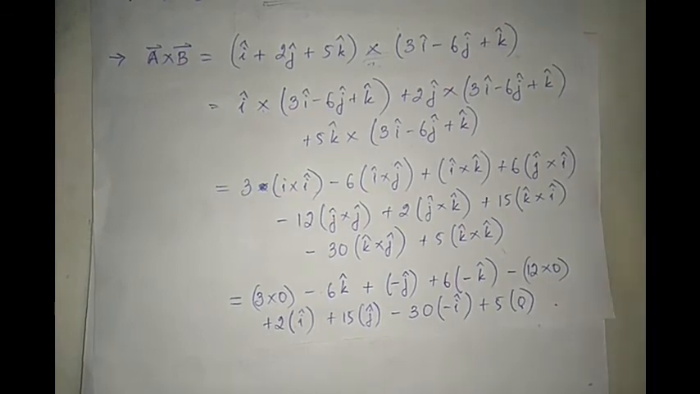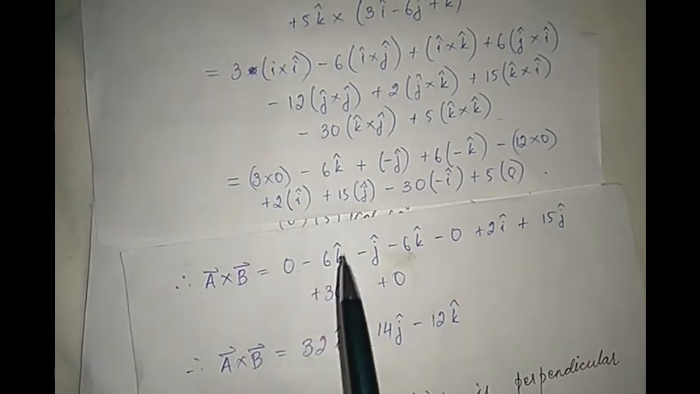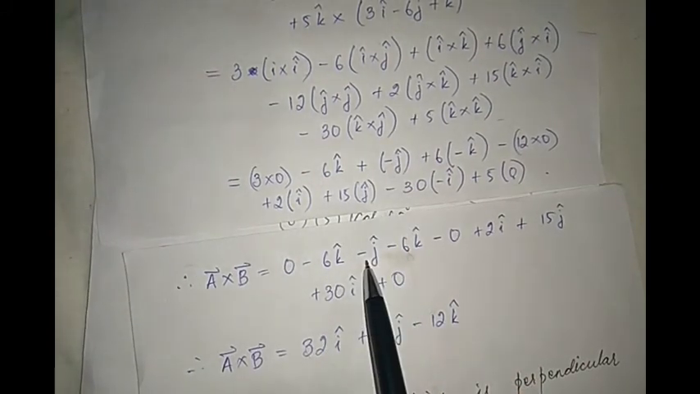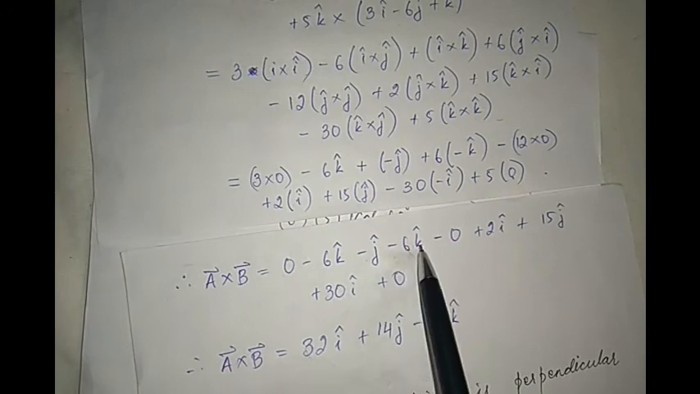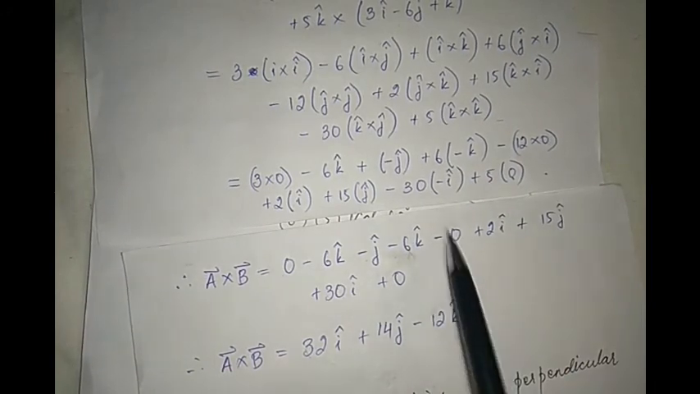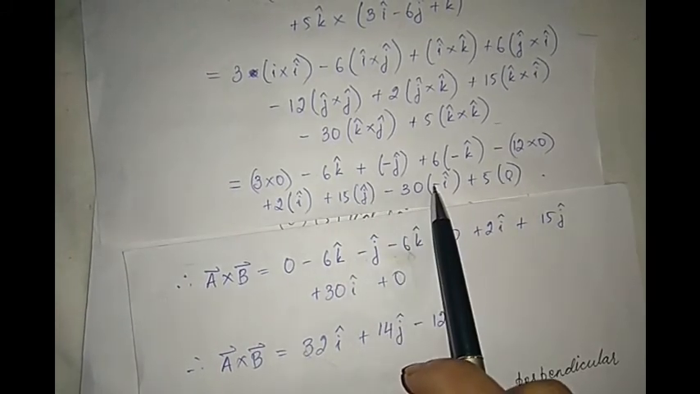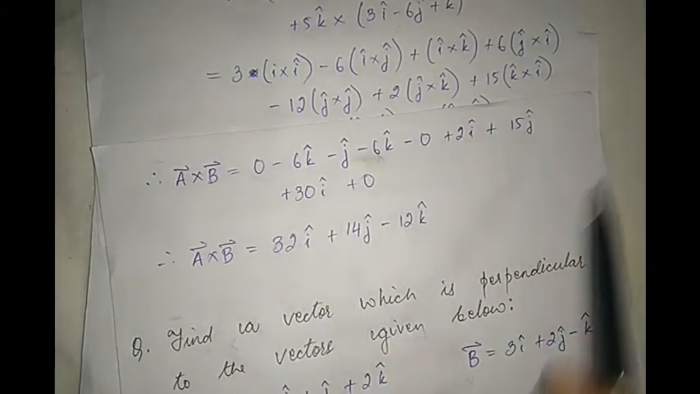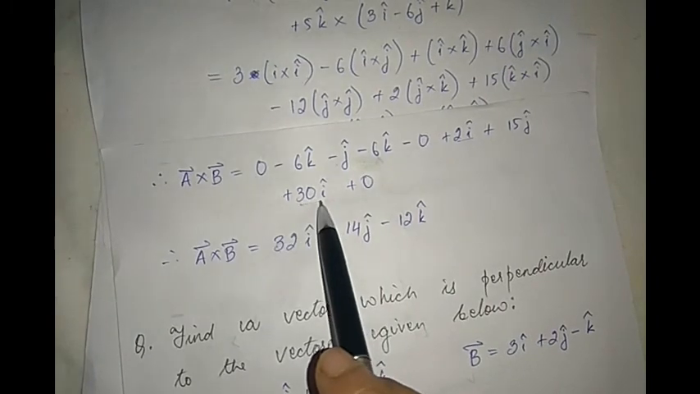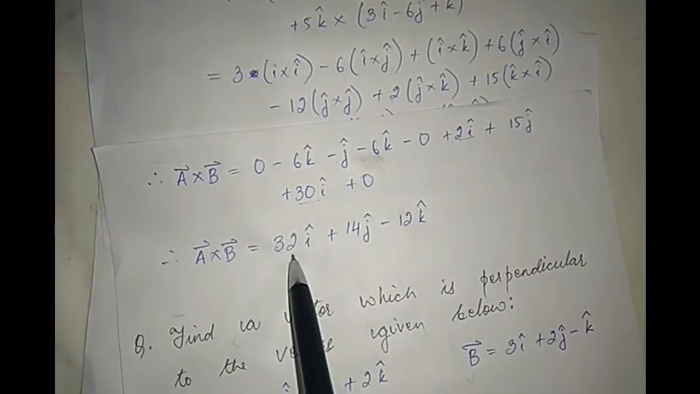Okay, and finally, what therefore we get is a cross b comes out to be 3 into 0 is 0, minus 6 k cap, plus into minus is minus j cap, plus into minus is minus 6 k cap, 12 into 0 is 0, plus 2 i cap, plus 15 j cap, minus into minus is plus 30 i cap, 5 into 0 is 0. Okay, then what we are left with is we only deal with the like terms. So 2 i cap, 30 i cap. So this gives us 32 i cap.